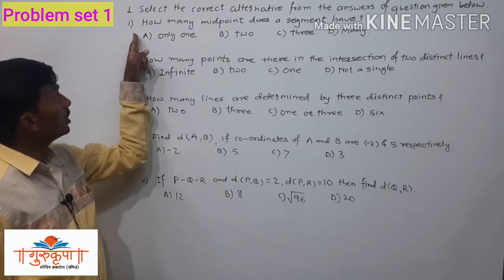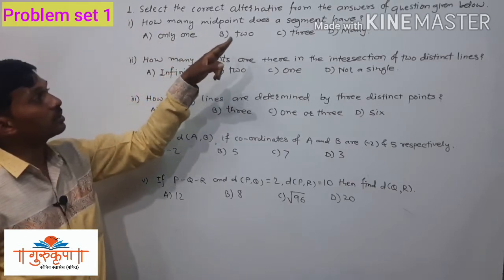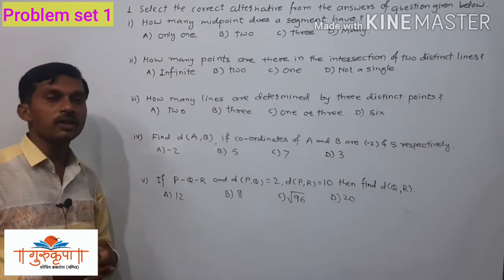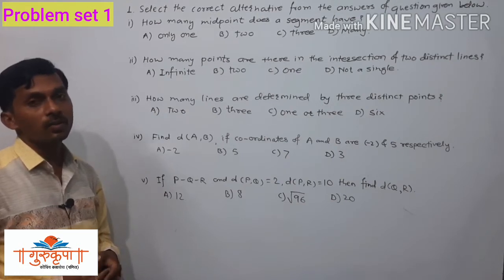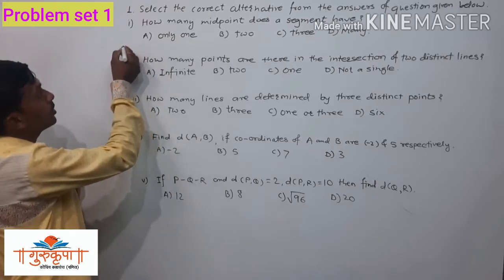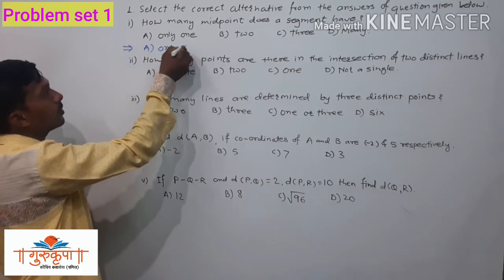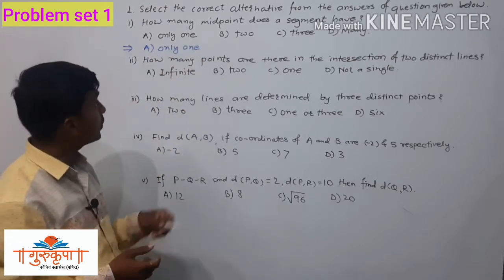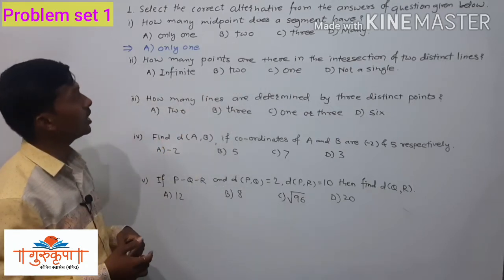The first example from the first question is: how many midpoints does a segment have? The correct answer is, we already studied that each and every segment has one and only one midpoint. So the correct answer is only one. So here we write the answer, option A, only one.